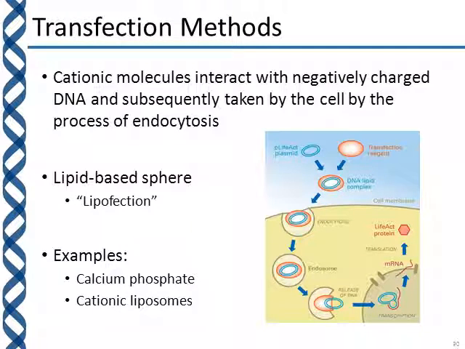So here are some examples of transfection methods. Cationic molecules can interact with negatively charged DNA, and these are subsequently taken up by the cell via the process of endocytosis. There can be lipid-based spheres, or lipofection. Examples of these are calcium phosphate and cationic liposomes.